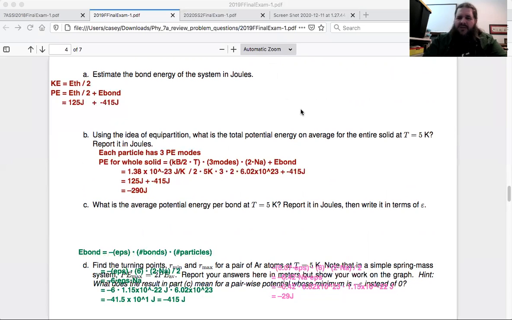Any other questions on that so far? Why are we adding the bond energy? Because bond energy also counts as potential energy. The way I think of it, bond energy being negative represents the lowest possible energy it could have. The half the thermal energy is how much extra energy above and beyond that we have.